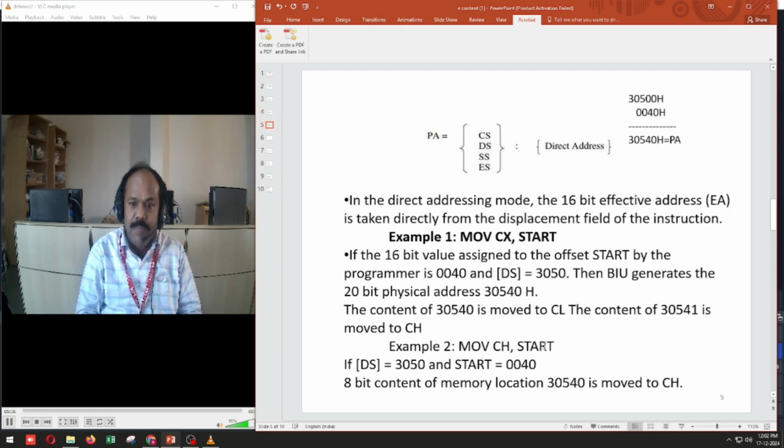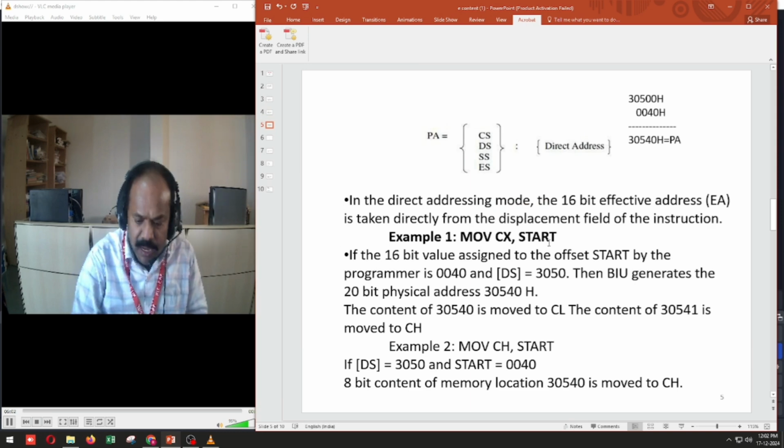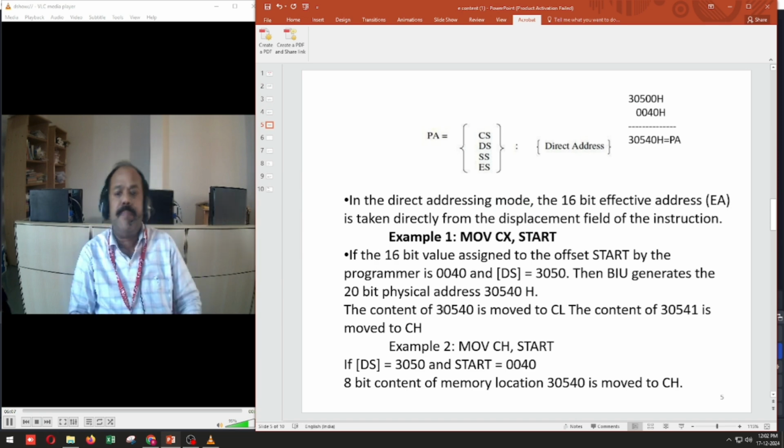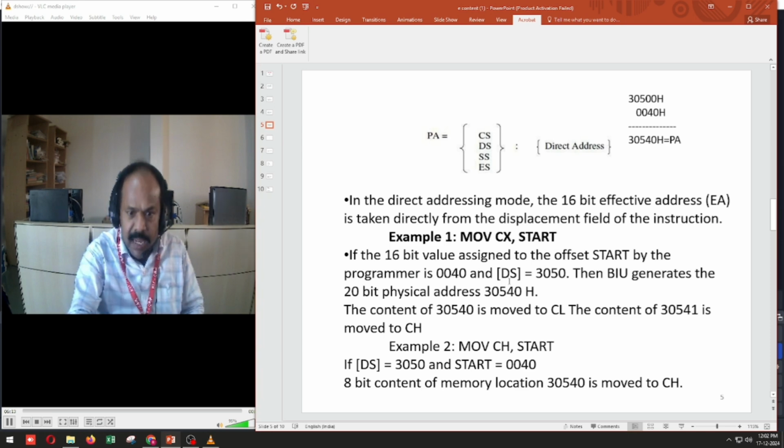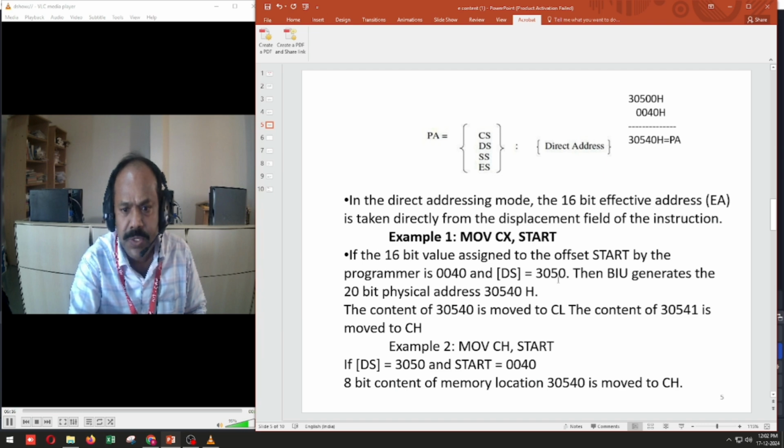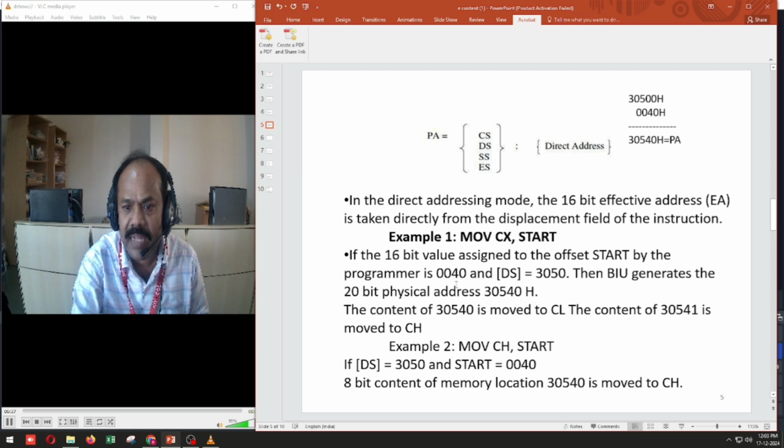Look at an example. MOV CX, start. Start means the effective address, the offset address. Its value may be 0040, and by default we will be referring to the data segment. So the content of the data segment register, let it be 3050. The bus interface unit, or the adder available in the BIU, will left shift this content of DS by 4 bits, and then add it with 0040 to find out the 20-bit physical address, which is 30540. So this is the 20-bit physical address.